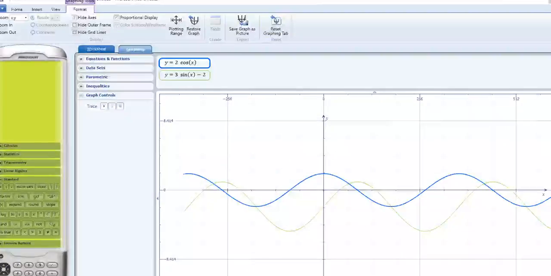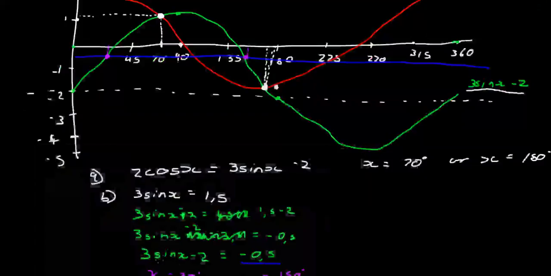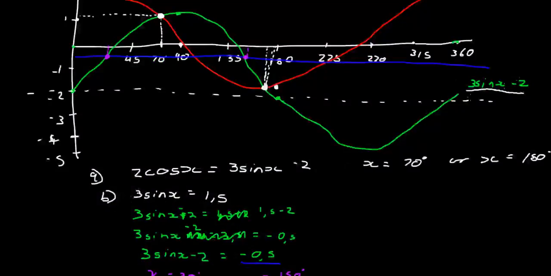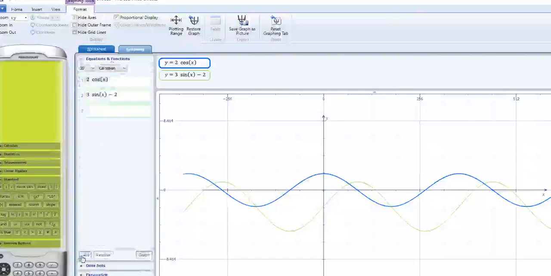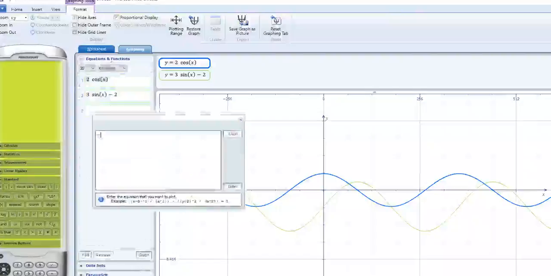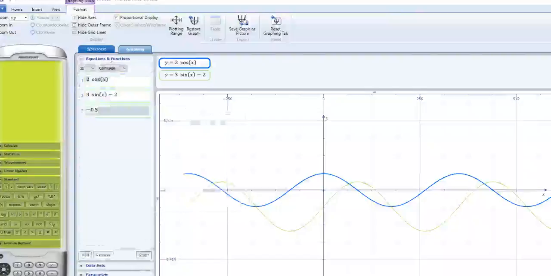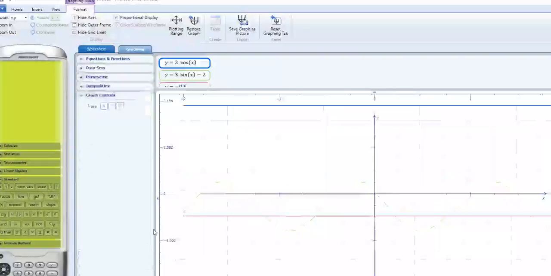That second part, where they asked us to solve 3 sine x equals 1.5. In order to make this left hand side look like that, we just took minus 2 on both sides, and we have 3 sine x minus 2 equals negative 0.5. So we can just plot the line of negative 0.5 here. So we just plot minus 0.5, bam, and we graph it. If I can find my mouse.